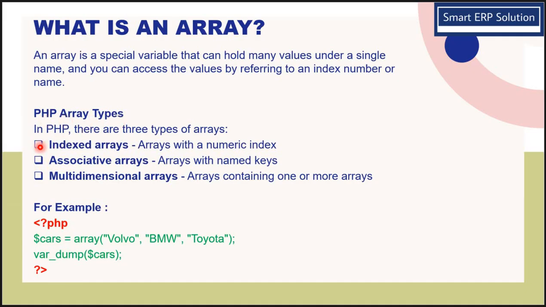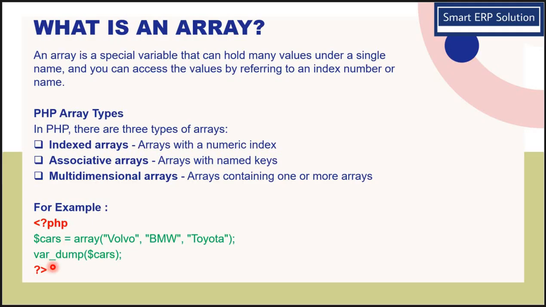PHP Array Types. In PHP, there are three types of array: indexed array, arrays with a numeric index; associative array, arrays with named keys; and multidimensional arrays, arrays containing one or more arrays. For example, $cars = array("Volvo", "BMW", "Toyota"). This array keyword converts the cars variable into an array variable, which can store three values: Volvo, BMW, and Toyota.